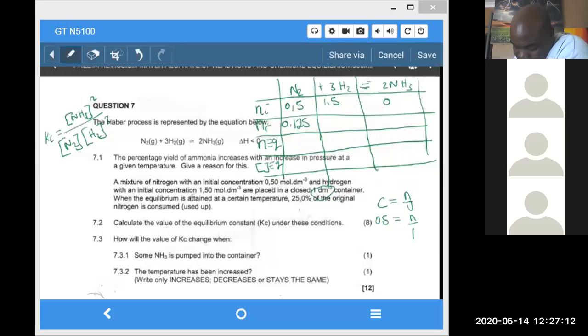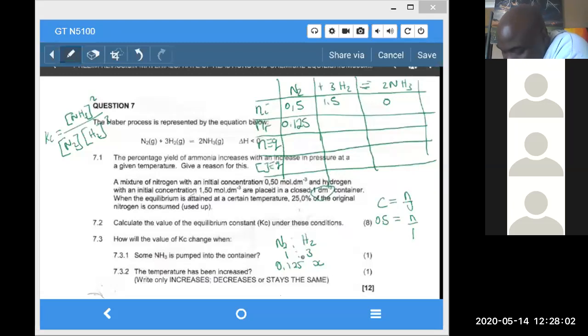Nitrogen to hydrogen, the mole ratio is 1:3. So if 0.125 of nitrogen was used, how much of hydrogen was used? You can do your simple calculation and say 0.125 times 3. That means 0.375 moles of hydrogen was used. These values, we're supposed to subtract them from the original because they are being used up.